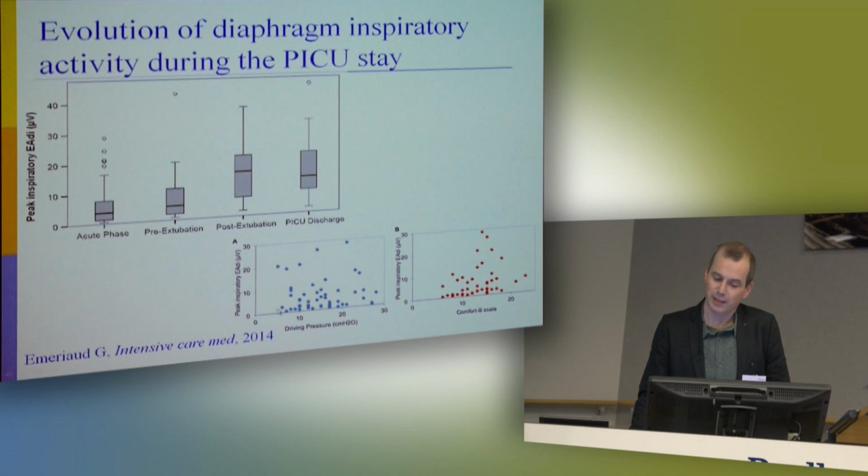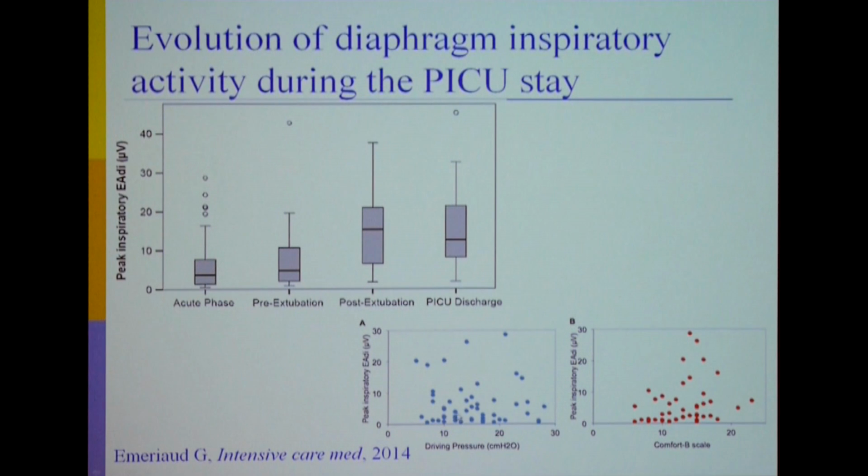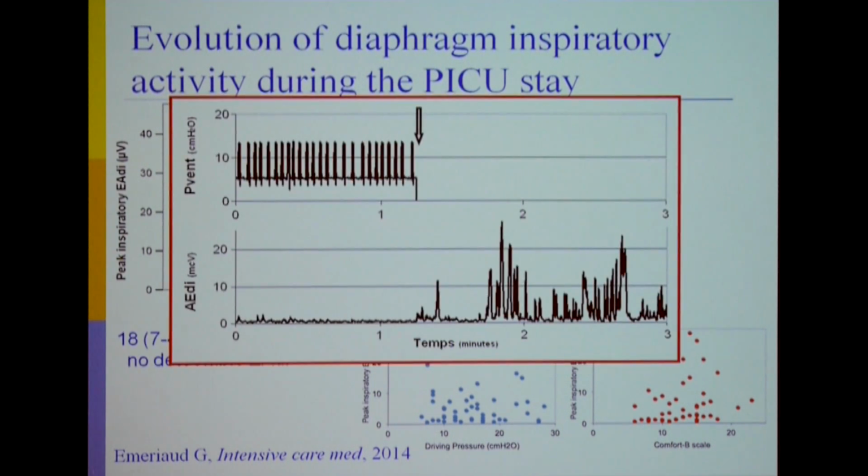Importantly, the low level of peak inspiratory activity is observed whatever the level of driving pressure. So it does not always occur when the driving pressure is high. You can see that some patients with a driving pressure of 7 or 6 have completely blunted EDI. This is an example of a patient who was weaned in pressure support ventilation with a level of 7 centimeters of pressure. Everybody would consider that it's minimal ventilation, but you see that there's no activity of the diaphragm until the patient is extubated, and then the activity recovers.